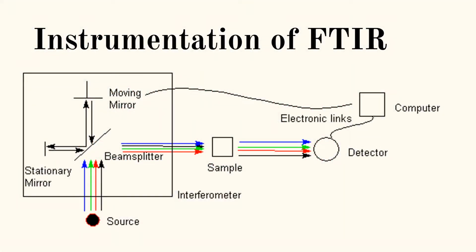We'll now move on to talk about the instrument itself. This is a schematic diagram of FTIR, which basically consists of the source, two mirrors, the beam splitter, the detector, and the computer.